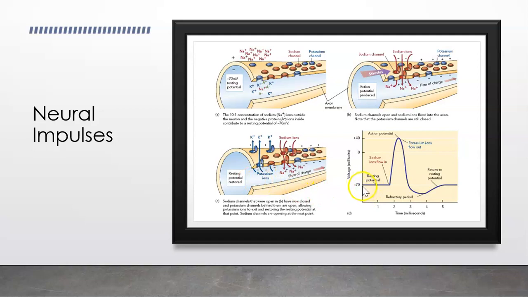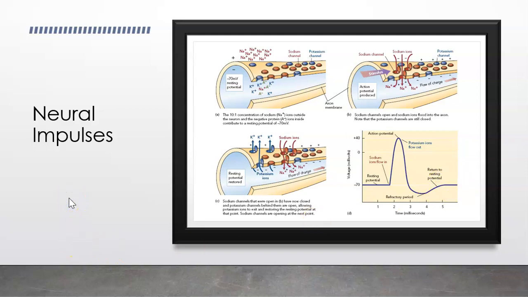Here's a graph of the voltage of the cell membrane. We've got our resting potential at negative 70. Sodium channels open, sodium flows into the cell, and we go up to positive 40. This is called an action potential. Then, because it's positive, it causes these potassium channels to open. So potassium flows out of the cell, making the cell more negative again. We get this refractory period, but the cell goes back to its resting potential of negative 70.